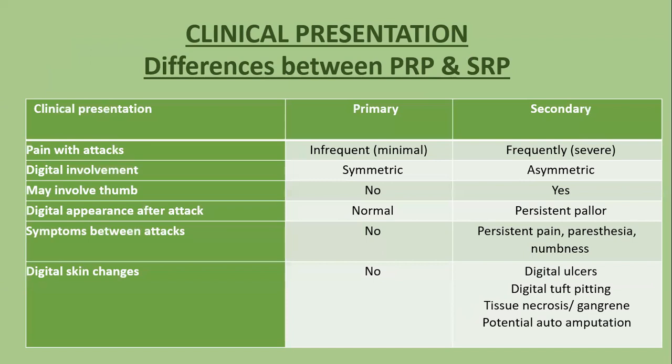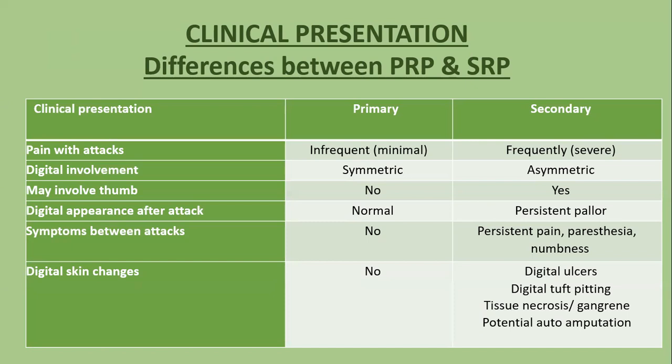Now, this slide shows the differences in clinical presentation between the primary and secondary Raynaud's phenomena. First is pain with attacks. The pain is infrequent in primary and frequent in secondary, and is quite severe. Digital involvement: it is symmetric in primary and asymmetric in secondary. May involve thumb? No, it does not involve thumb in primary, but it involves thumb in secondary.